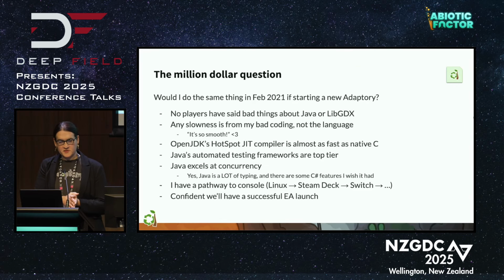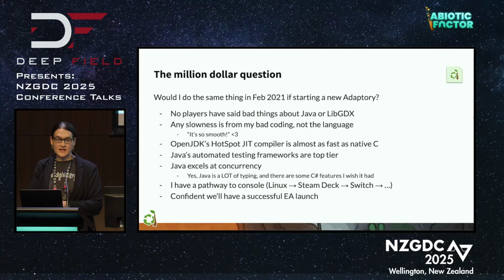So the million-dollar question: would I do the same thing back in February 2021 if I was starting a new Adaptory with all the knowledge that I have now? Something I've found is that no one has said anything bad about Java, which was surprising because, coming from a web development and software engineering background, software engineers love to rag on Java. The players, they do not care. Any slowness from the game is from my bad coding. It is not from the language or the environments.